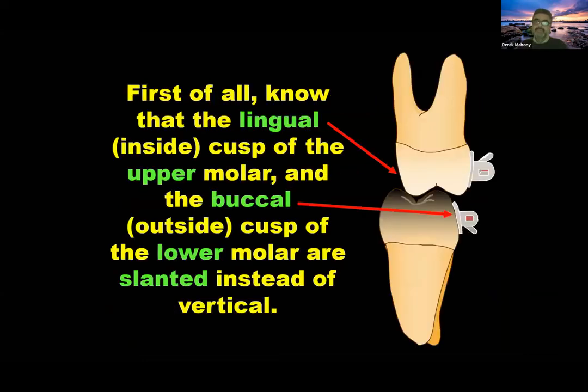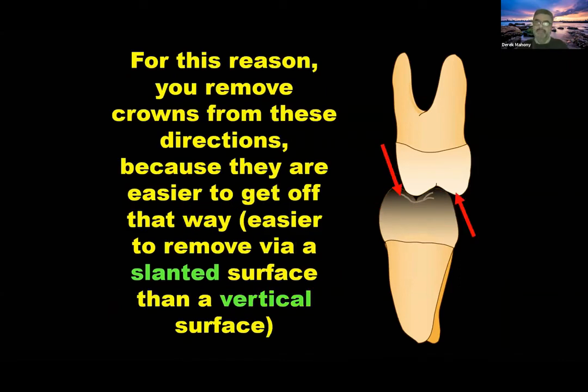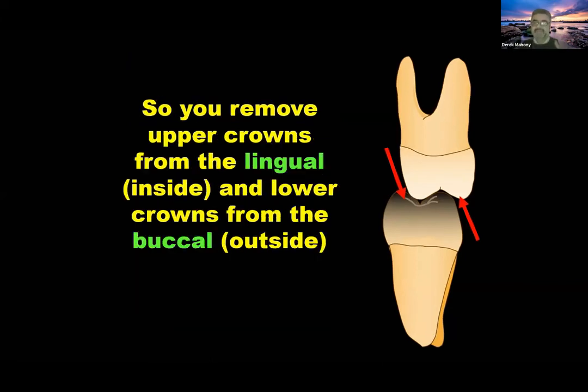To remove, remember that the lingual crest of the upper molar and the buccal crest of the lower molar tend to slant. So that's how you should pull those crowns off. They're easy to get off if you remove via the slanted surface rather than the vertical surface, right?